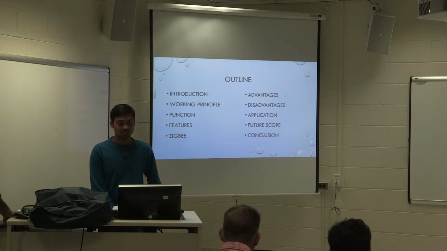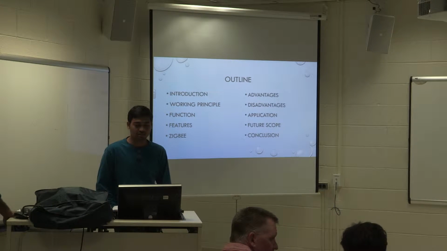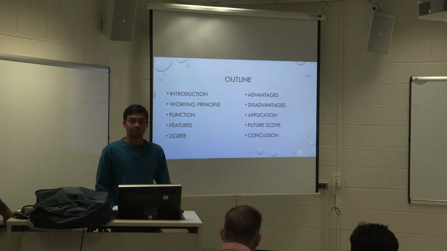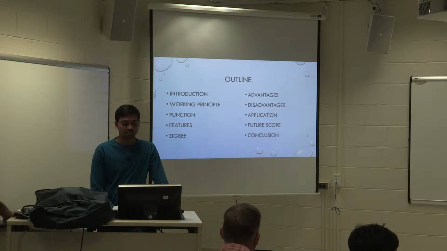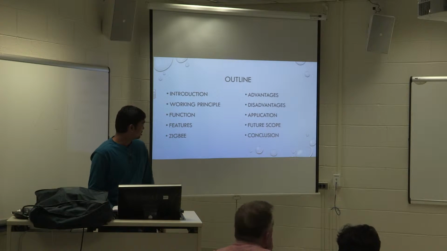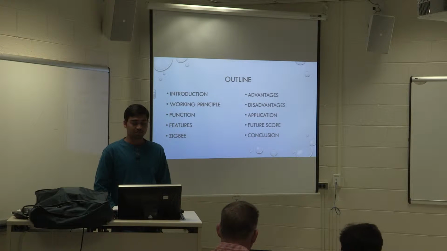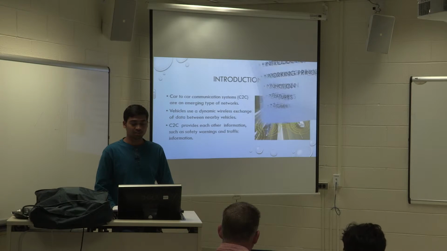Here is the outline of car-to-car communication. First we discuss the introduction and the working principle, then the function, features and the Zigbee protocol, and the advantages, disadvantages, applications, future scope and conclusion. Here we start with the introduction.